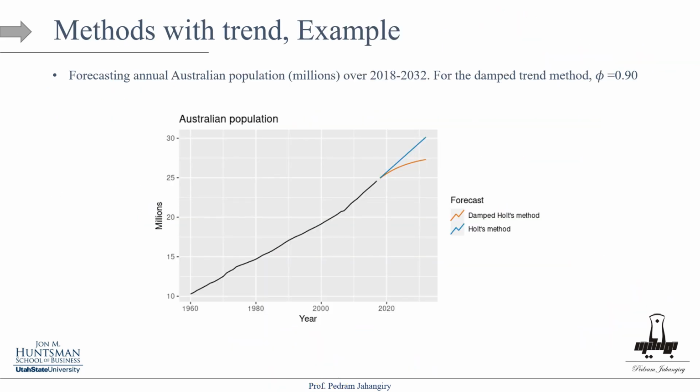We have already seen something like this a lot before, but again, this is one example from the textbook. We are looking at the Australian population, and population is one of those things that you cannot assume is going to increase in a linear fashion into infinity. We want to predict it for 2018 to 2032, and obviously if I use a Holt linear trend method, it's not as realistic as the damped method. This is just one good example that you can think of.